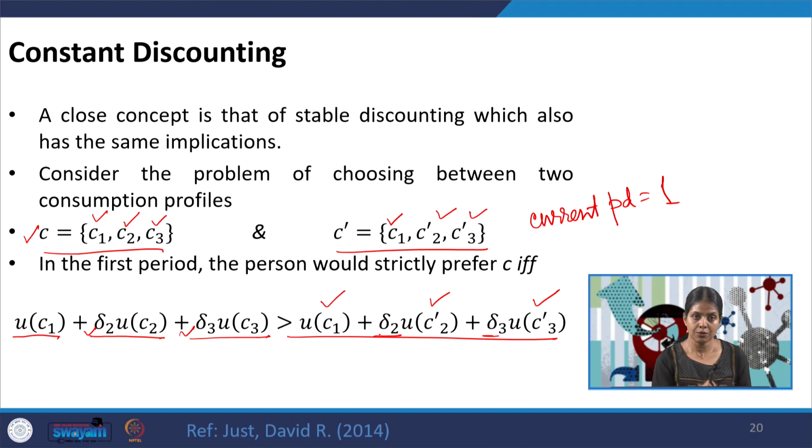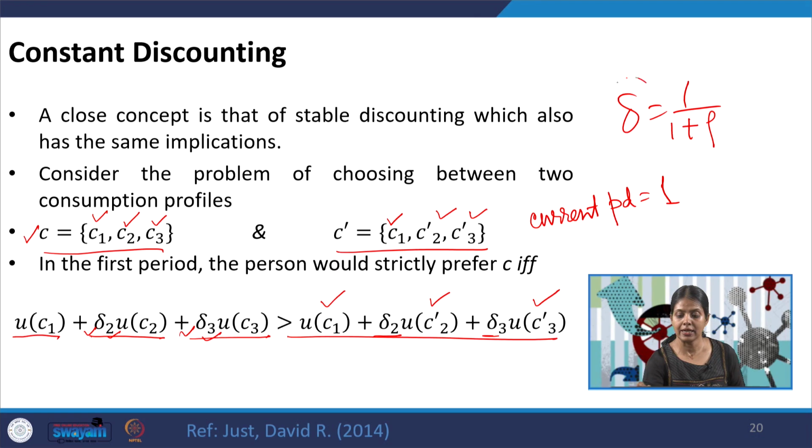Now, here you note that we are not using delta raised to the power 2 or delta raised to the power 3, because all we want to show is whether delta is constant, and you know that delta is equal to 1 upon 1 plus rho. So, if delta is constant, rho is constant, or if rho is constant, delta is constant. So, we want to check whether rho and delta are constant or not, and that is why we did not mention delta raised to the power 2, because that would automatically assume that rho and delta are constant.